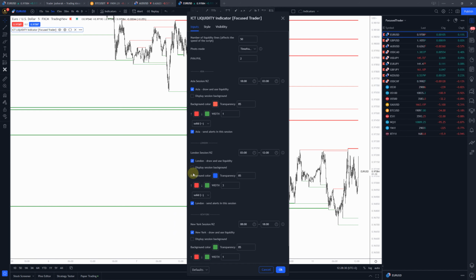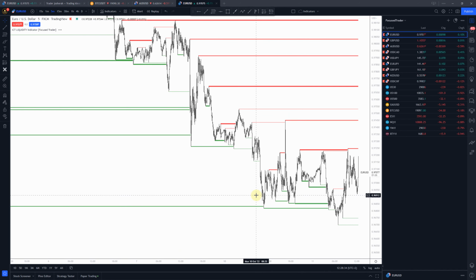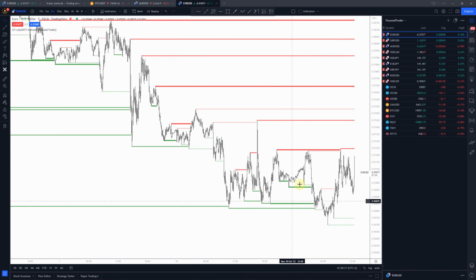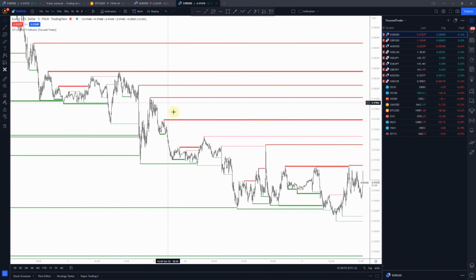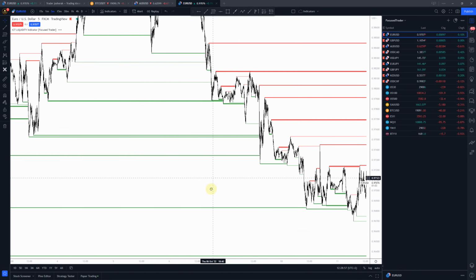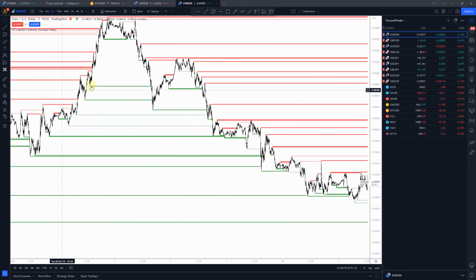And also I will make New York more thick. Okay, and you can see that there are some significant liquidities and there are some minor ones which are from Asia. This is just an idea, just to show you the features of the indicator. The settings are totally up to you, depending on your trading style and the way you want your charts to look.